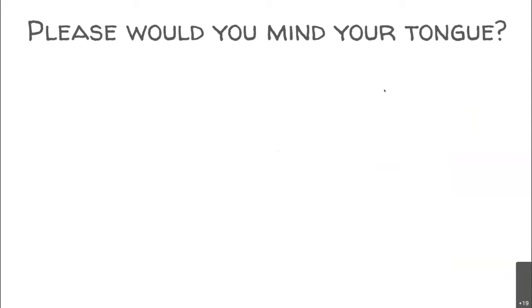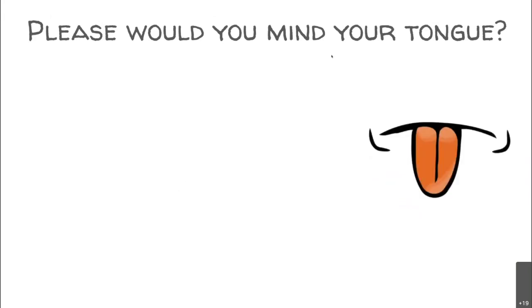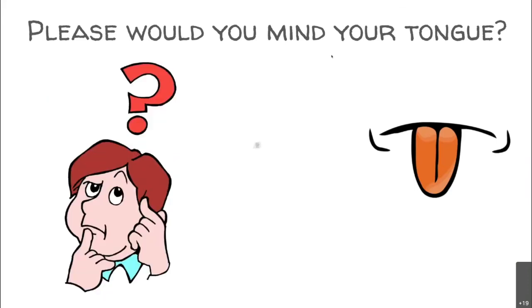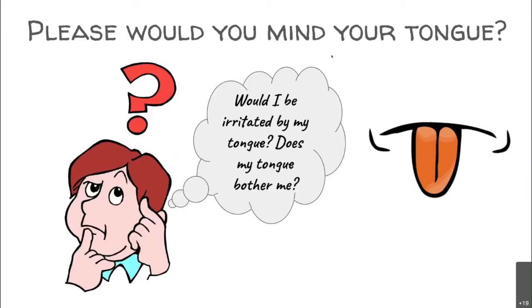All right, here's the second example. Take a look. Please, would you mind your tongue? Now you're thinking, wait a minute. Mind, this looks like an action. Is it like the mind we learned last week? Like I don't mind or I mind? So for example, there's my tongue, right? And then you're thinking, wait a minute. Would I be irritated by my tongue? Does my tongue bother me? Do you see the problem here?